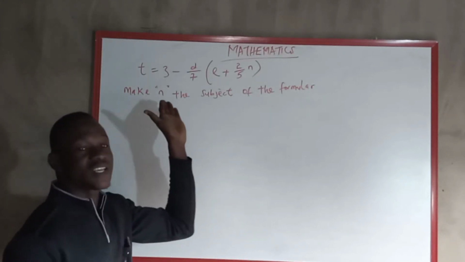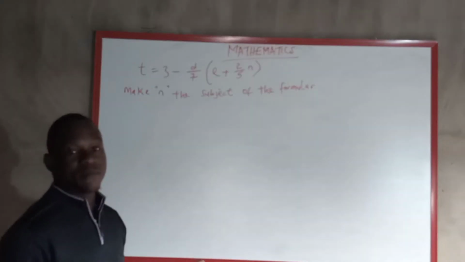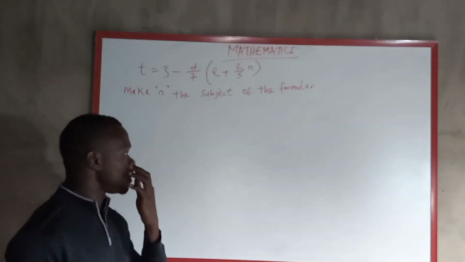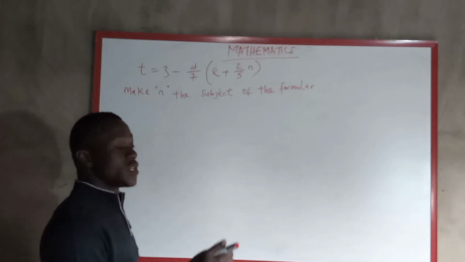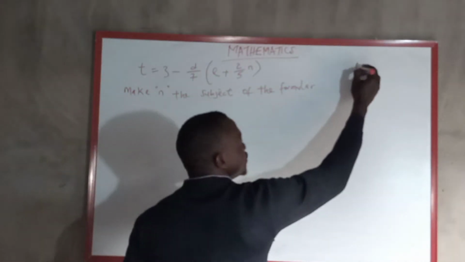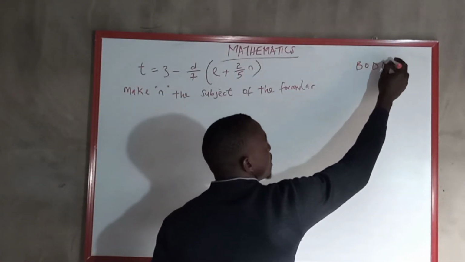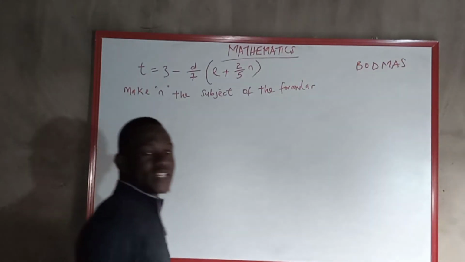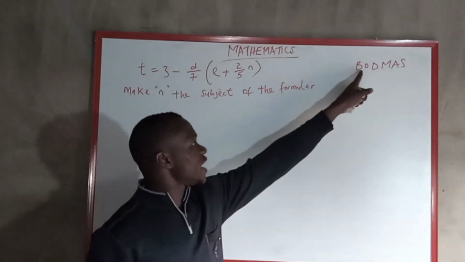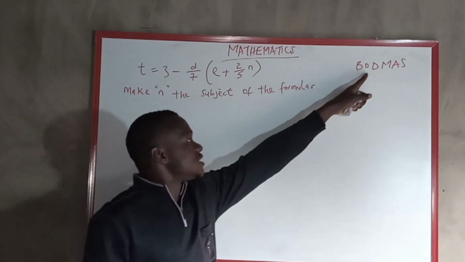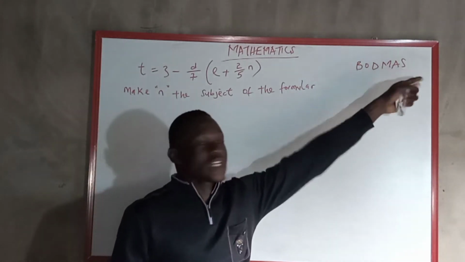This is a question that requires the idea of BODMAS, or maybe PEMDAS as they call it in some other places. Now, what it means is BODMAS. We have BODMAS, where the B stands for bracket, O stands for of or order, D division, multiplication, addition, and subtraction.